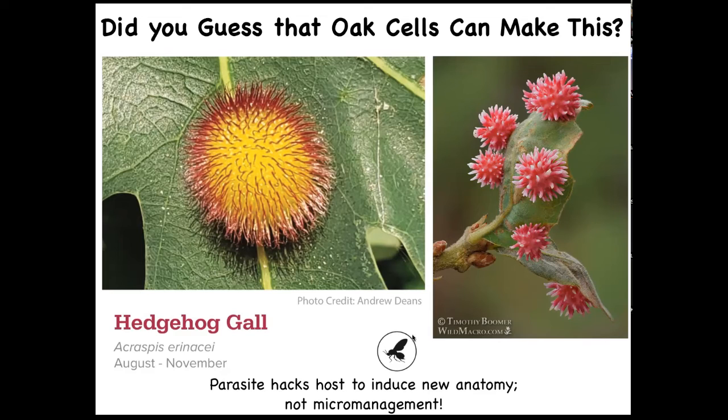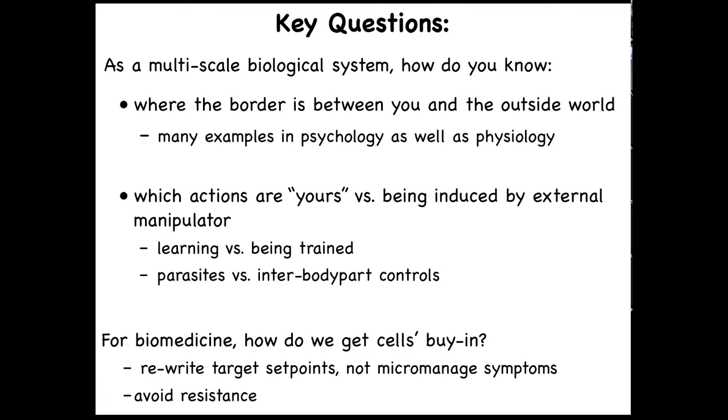So we call it bioprompting, this idea that if you're dealing with a reprogrammable, competent material, you don't have to micromanage it. You can find some very high level signals that are going to exploit the competencies of that material to build specific things and to take other journeys. And so the key questions here are something like this: as a multi-scale biological system, how do you know when you are being hacked? How do you know where the border is between you and the outside world? Which signals are yours? Which signals are coming at you from outside?